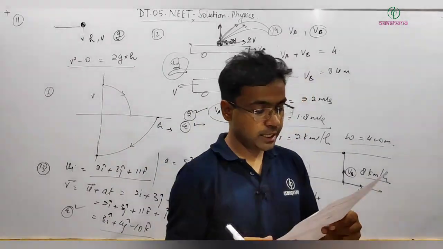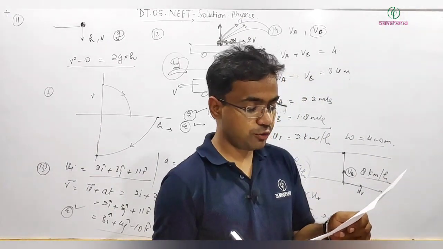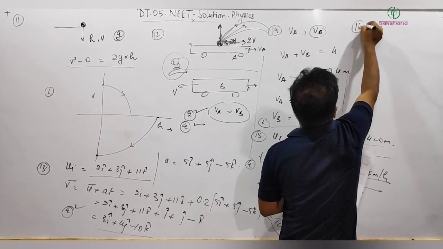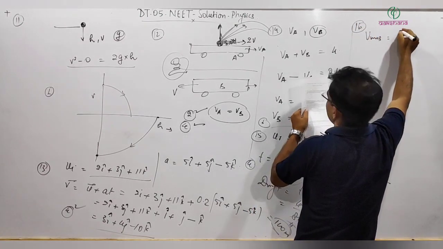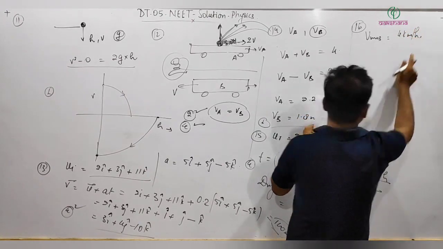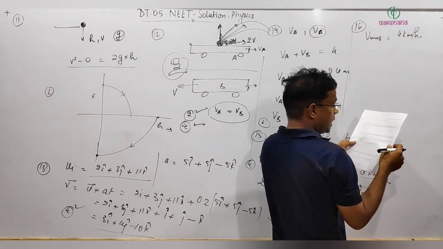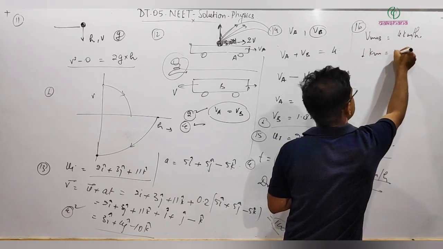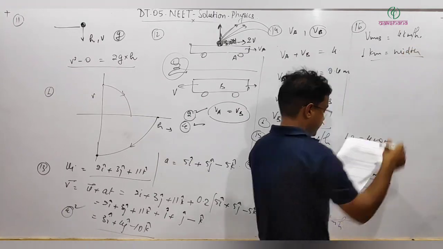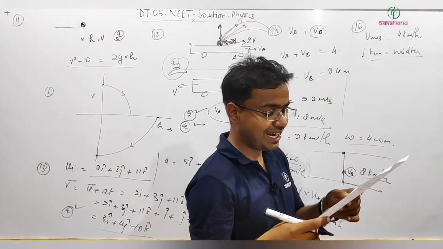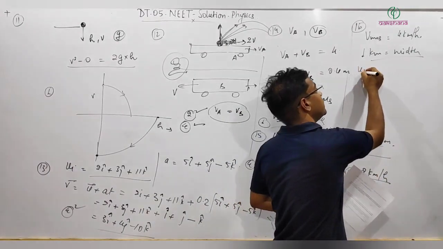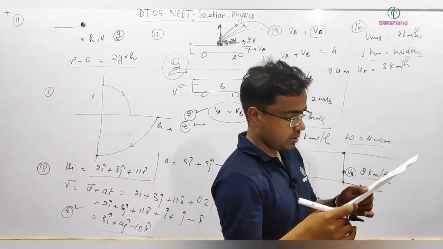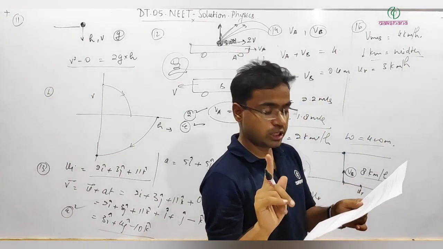Question number 16. A man can swim with a speed of 4 kilometer per hour in still water. So the velocity of the man in still water is 4 kilometer per hour. How long does he take to cross a river 1 kilometer wide? 1 kilometer is the width of the river, flowing steadily at 3 kilometer per hour, and he makes his stroke normal to the river current.